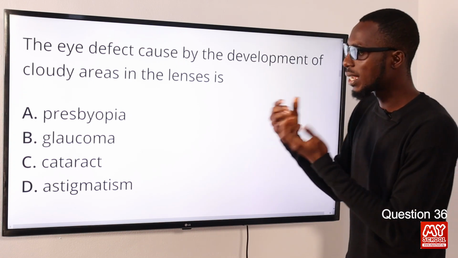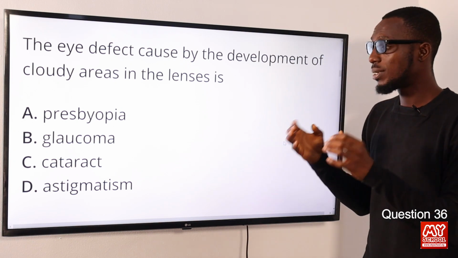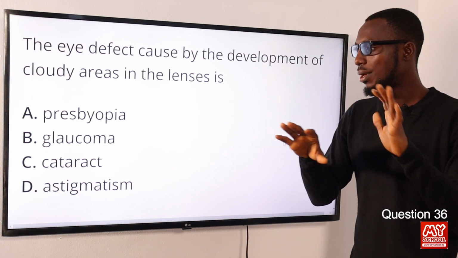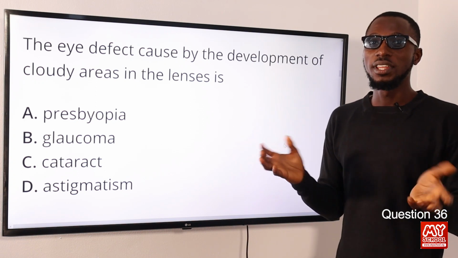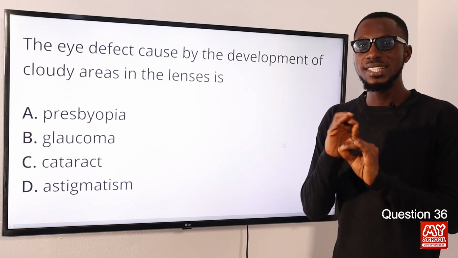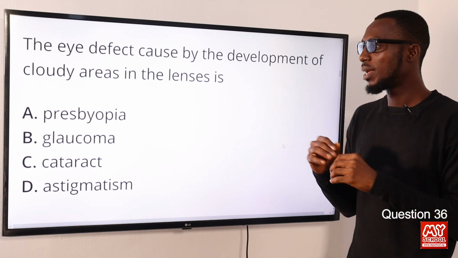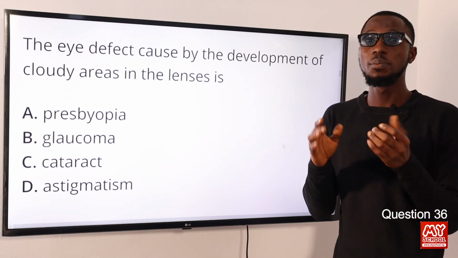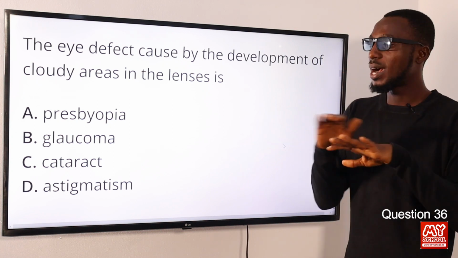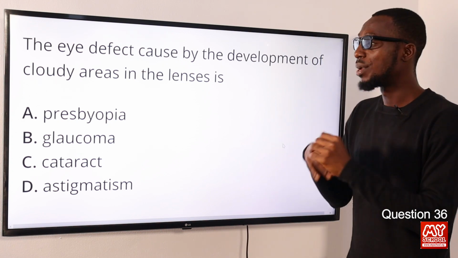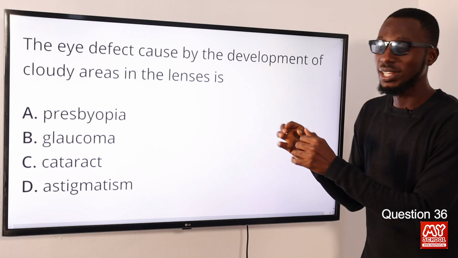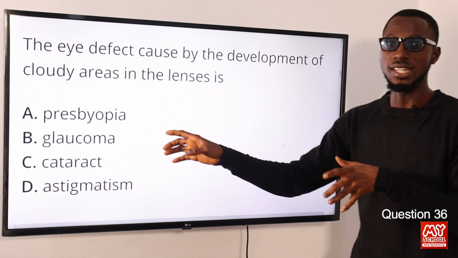So let's go to astigmatism. This condition is about the surface of the cornea being kind of uneven, and this defect is quite common in people. In some cases, some people can see vertical figures properly and horizontal ones will look somehow different. So the correct option to the question given is cataract, option C.